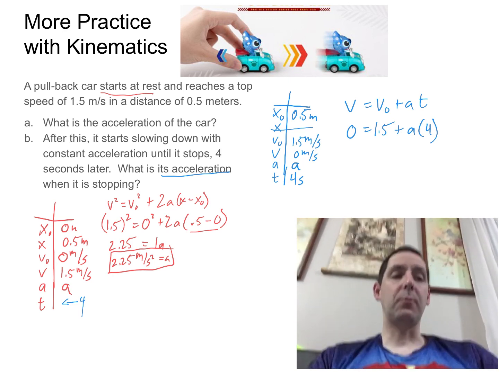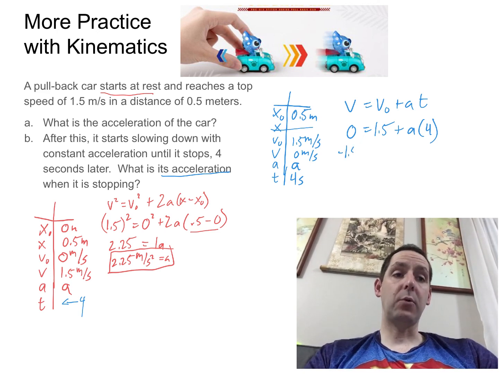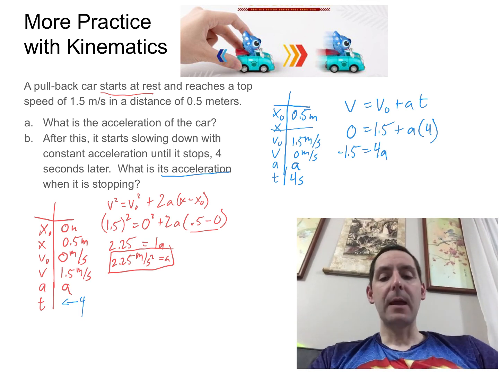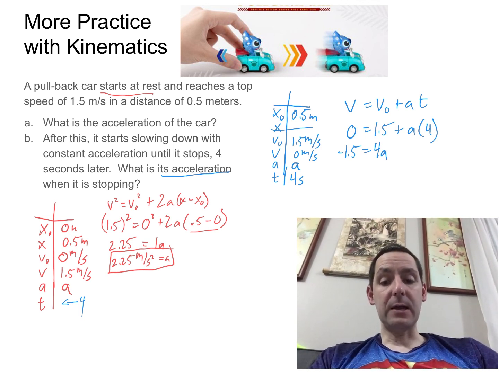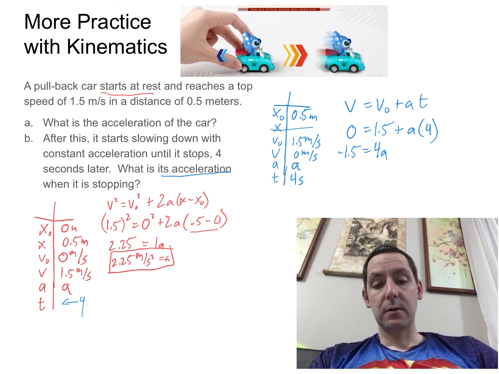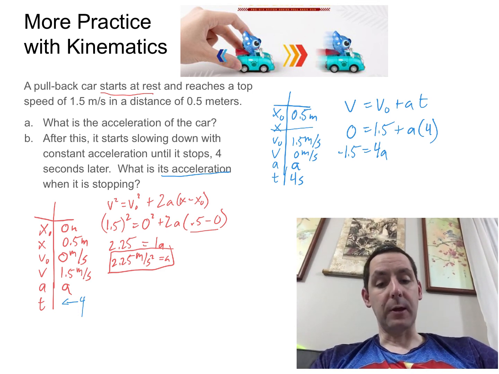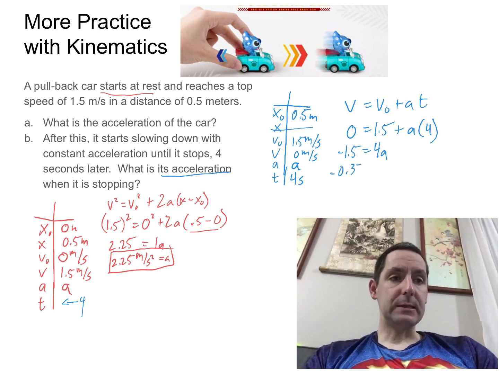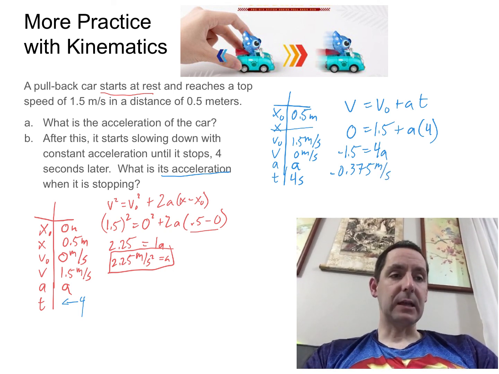So we're going to subtract the 1.5 to the other side. So we get negative 1.5 equals a times 4. So let's just change that to 4a. And then I'm just going to go ahead and we'll divide. We'll go that 1.5, the negative 1.5. My calculator is not very happy with me right now. 1.5 divided by 4, and we get a negative 0.375 meters per second squared.